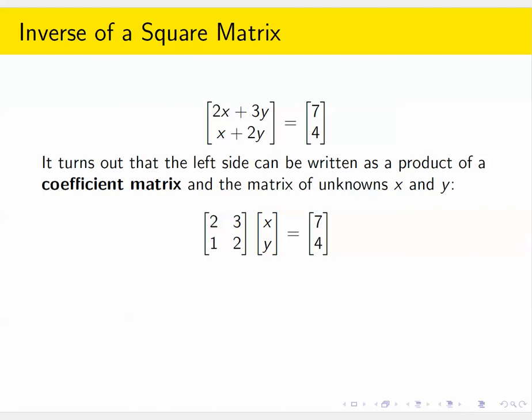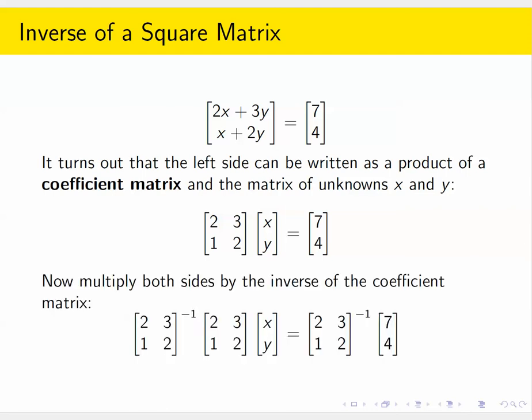From this point, you can multiply both sides of the matrix equation by the inverse of the coefficient matrix. So I have this coefficient matrix 2, 3, 1, 2, and I'm multiplying both sides of the equation by the inverse of that matrix. The reason to do that is because then these matrices multiplied together, a matrix and its inverse, will give us an identity matrix.